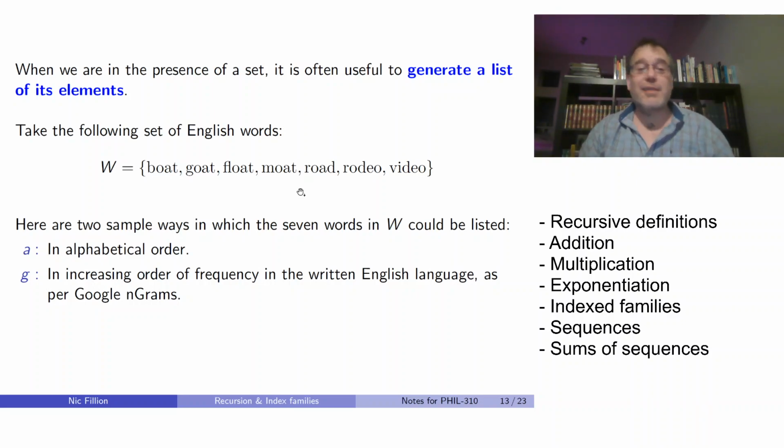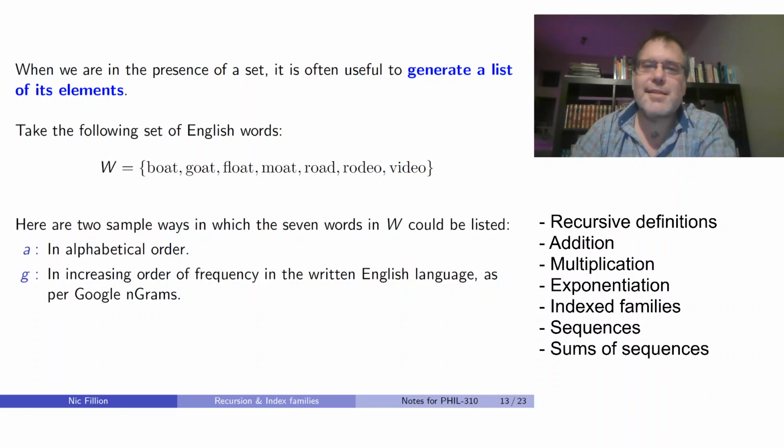And we might want to list them in different orders. So perhaps we want to list them in alphabetic order. So here I'm labeling it A. Or maybe we want to list them in increasing order of frequency from the most rare of the 7 words to the one that is used the most often. So I've used Google Ngrams, which are really fun things if you just Google Ngrams. It's going to give you graphs of how frequent the use of a word is in the written English language. Google kind of searches all of it and compiles those data points. It's really cool.